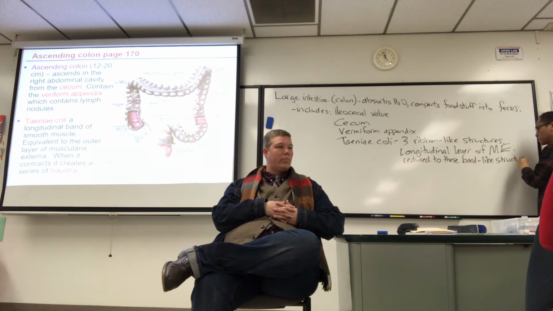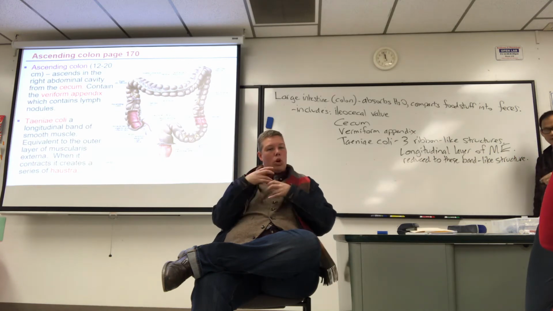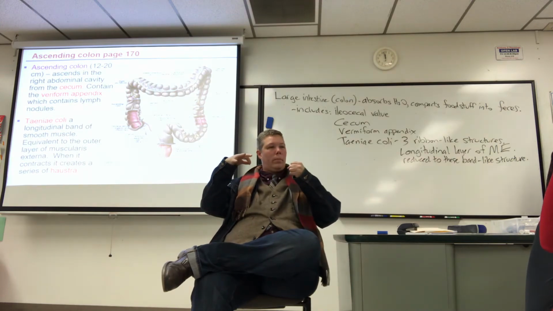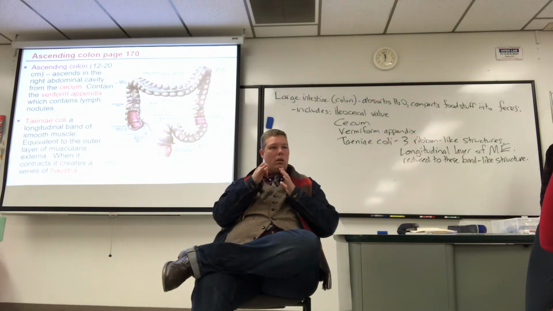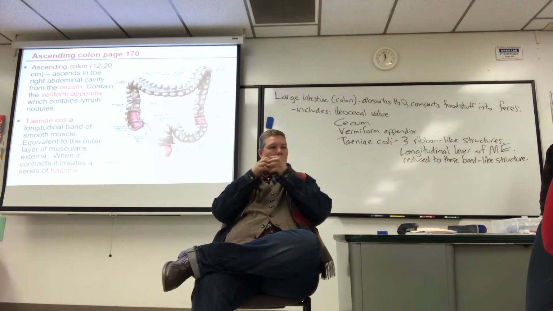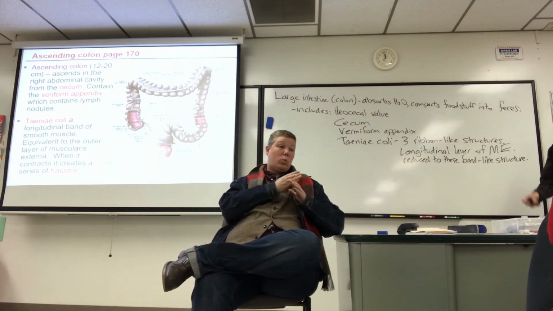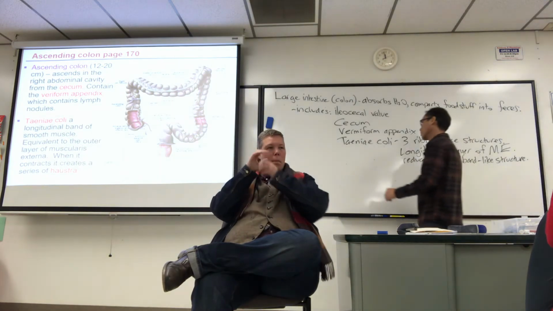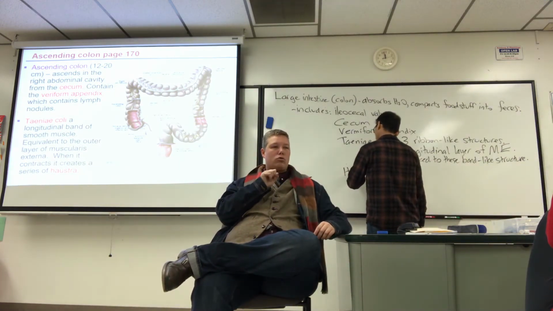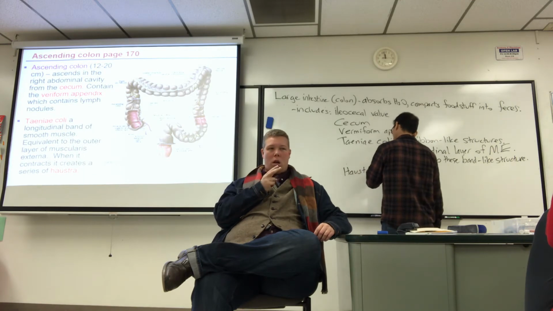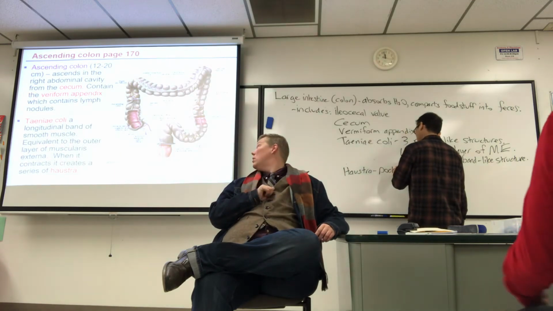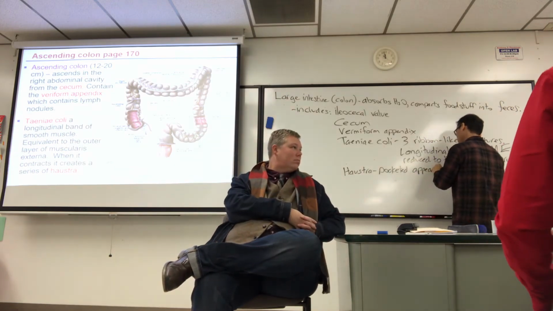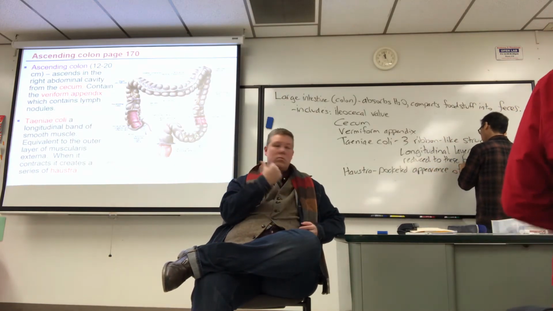So when they contract longitudinally, it's kind of like a drawstring, you bunch it up, and it creates that pocketed appearance of the large intestine, which is another visual difference between large and small. The large intestine, those pockets are called haustra. Haustra. Pocketed appearance of large intestine.